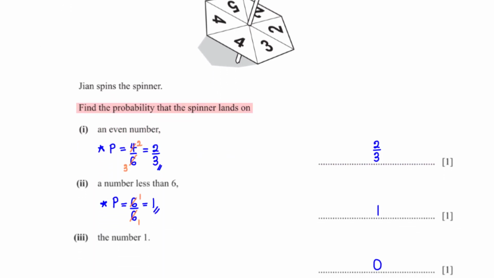Find the probability that the spinner lands on a number less than 6. This probability is equal to the number of sections on the spinner with a number less than 6, which is 6, divided by the total number of sections on the spinner, which is 6. 6/6 is 1. Find the probability that the spinner lands on the number 1. There is no section on the spinner with the number 1, so 0/6 is 0.